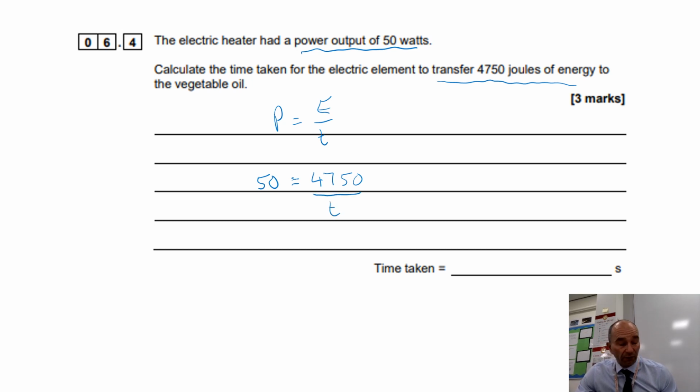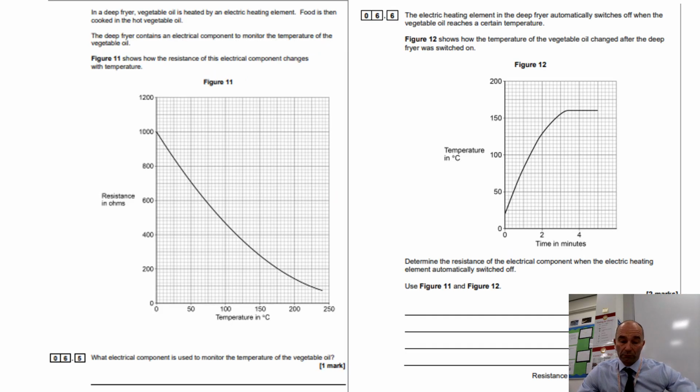We now get our first mark from that. We then start trying to solve our equation, so we end up with t equals 4,750 divided by 50. We've now got 2 marks. We then put those numbers in our calculator and you should get the correct answer of 95 seconds. There's your third mark. Well done.